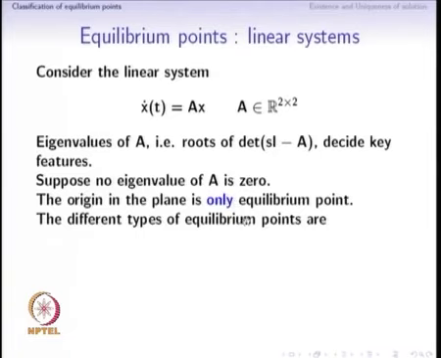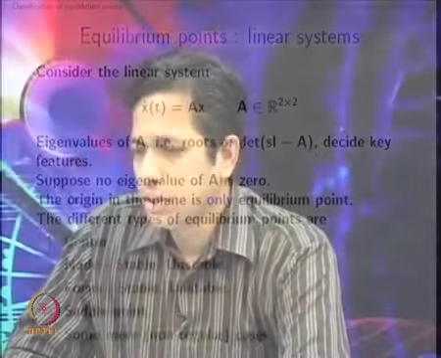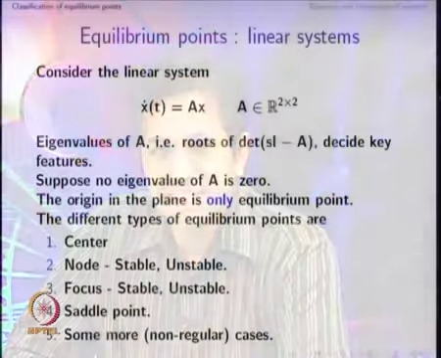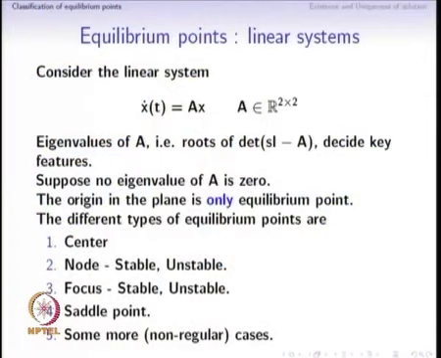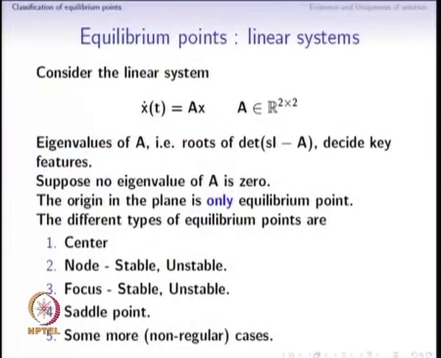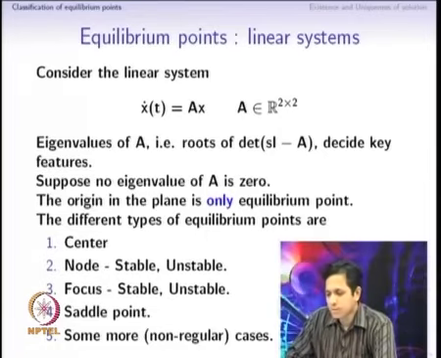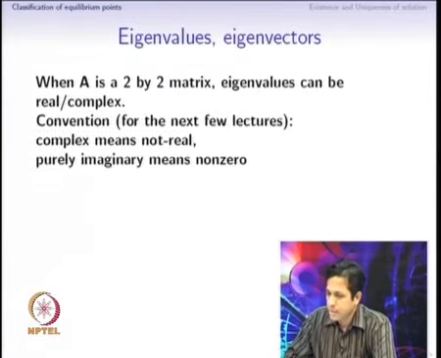But this equilibrium point can be of different types depending on different A's. The different types we will see are, the equilibrium point could be a center, we will define what a center is. It could be a node, in which case it could be a stable or unstable node. It could be a focus, a stable or unstable focus. It could be a saddle point, and for some non-regular cases, it could be none of these, which we will also see.